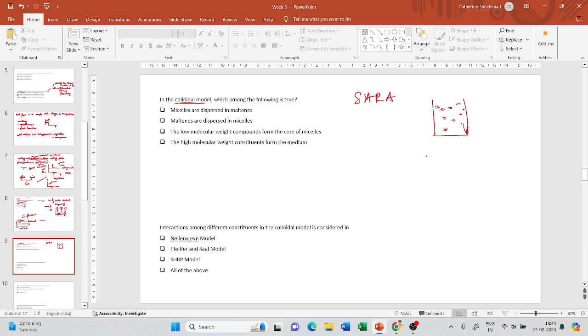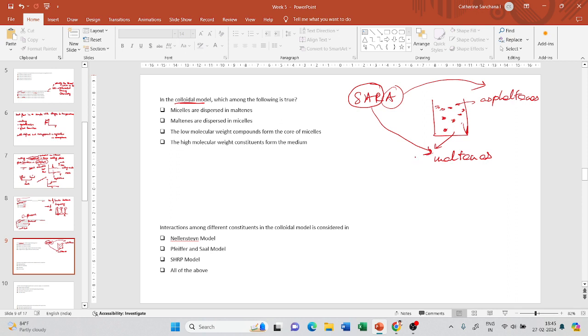Now what this colloidal model assumes is that these colloidal particles contribute to the asphaltenes. We saw this in the SARA fractions; this A stands for asphaltenes, right? And the continuous phase is occupied by maltenes, which are these three components.